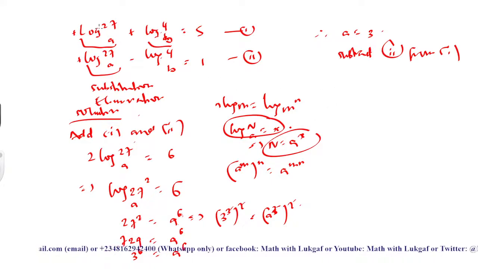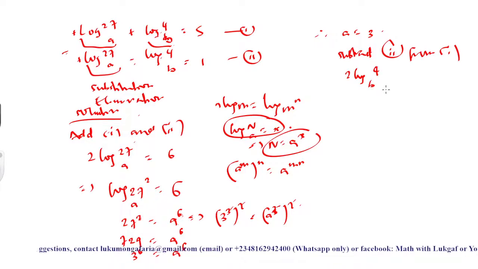So that is log 27 base a minus log 27 base a, that will give you 0. Then log 4 base b minus, you have minus here, minus will give me plus. You understand now? And this will give me what? That's 2 log 4 base b.